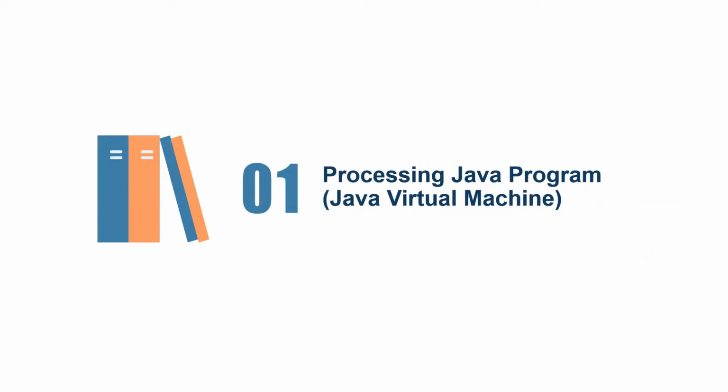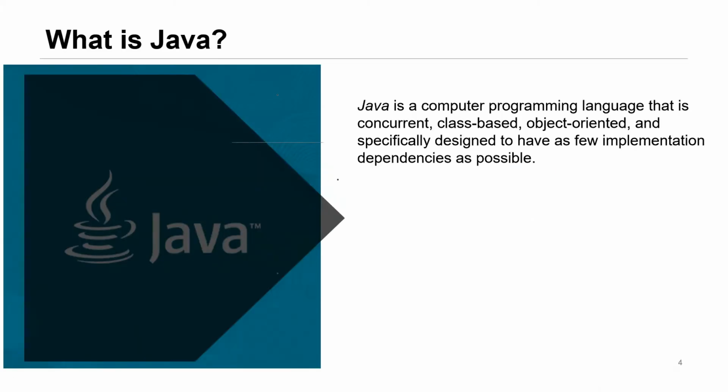First, Java Virtual Machine or processing a Java program. First, let's talk about what Java is. Java is a computer programming language that is concurrent, class-based, object-oriented, and specifically designed to have as few implementation dependencies as possible.